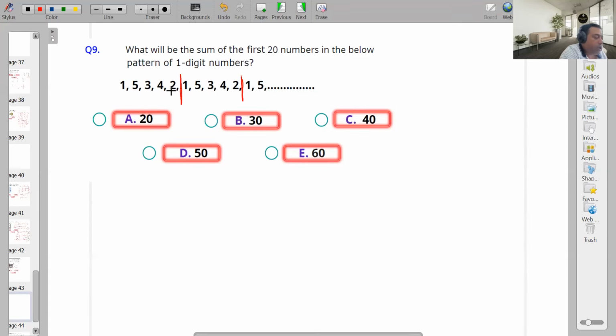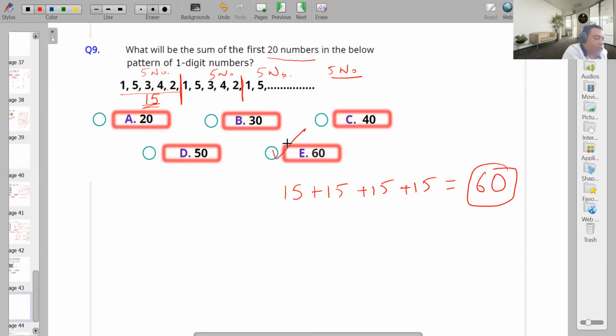So what is going to happen? This pattern's total, if you add it up, 1 plus 5 plus 3 plus 4 plus 2 comes to 15. And it's talking about 20 numbers. So this is 5 numbers. How many sets of 5 numbers do you need to make it 20? You need 4 sets, correct? 5 plus 5 plus 5 plus 5 is 20. Now each set is 15. So therefore, the total of the first 20 numbers will be 15 plus 15 plus 15 plus 15, which is 60. So your correct answer is option E, 60.